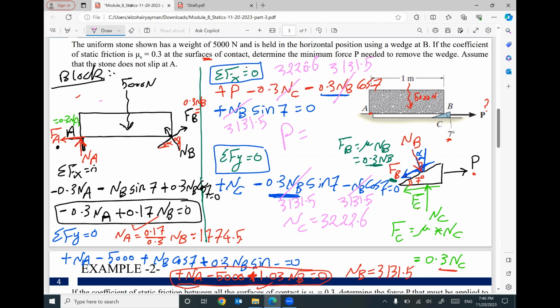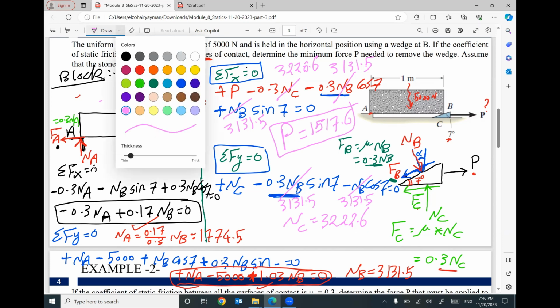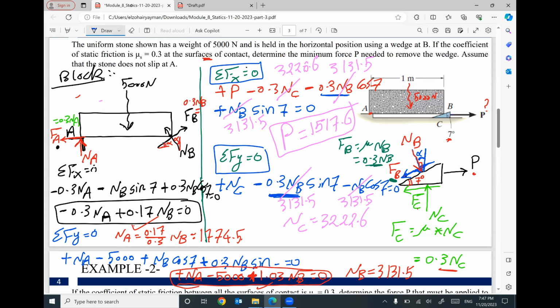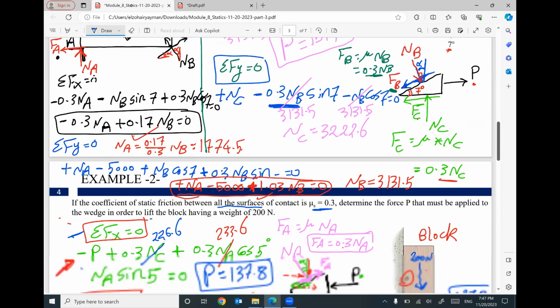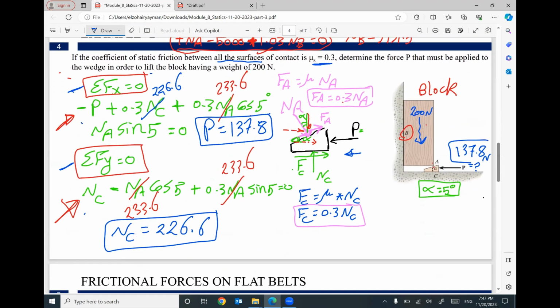So the value of P will be 1,517.6. So the minimum force I can apply on the wedge to remove the wedge from under the block is 1,517.6 Newton. So if you look to this problem and the second problem, I did the same.